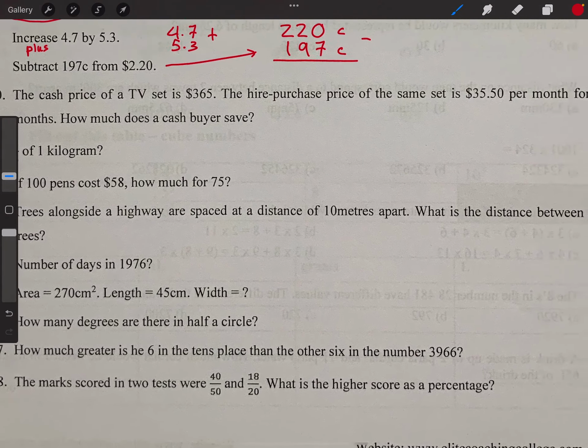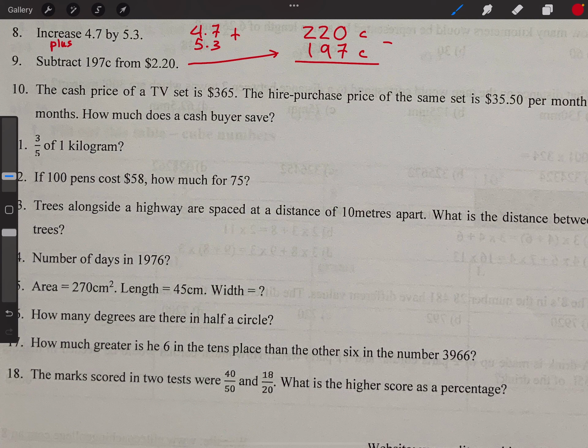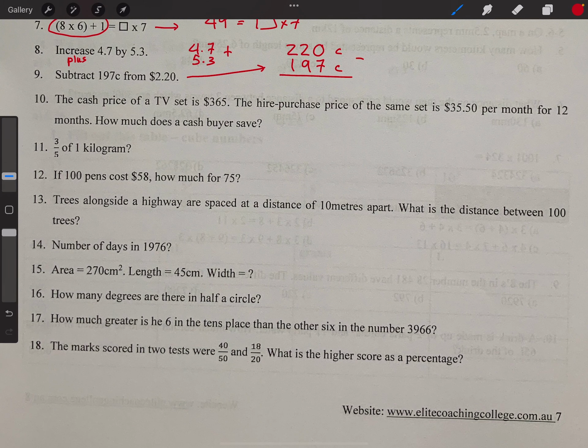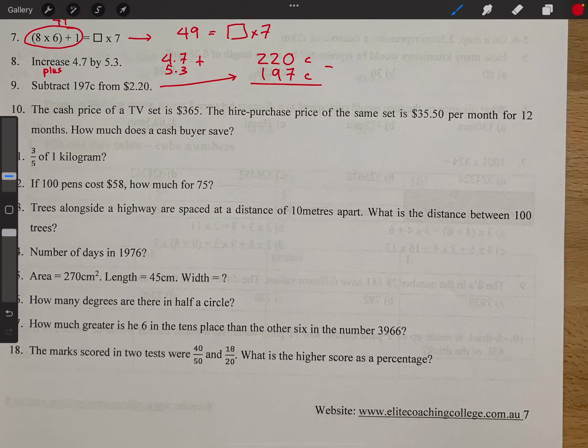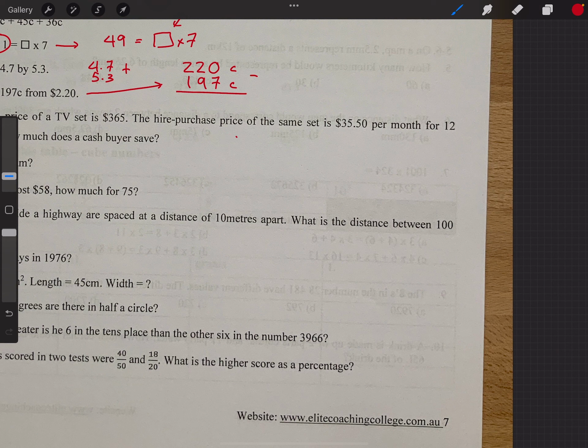Next one, question 10. The cash price of a TV set is $365. The hire price of the set is $35.50 per month for 12 months. How much does a cash buyer save? If you pay cash, you pay $365. If you hire, that means you're not actually buying the whole thing, you're just hiring it. What you're going to pay is $35.50 times 12.